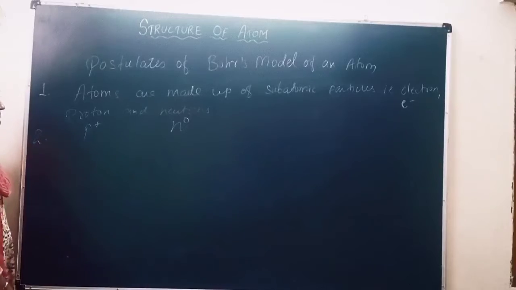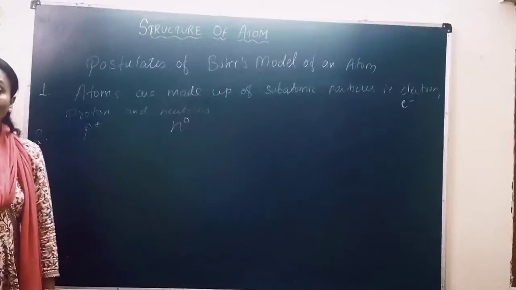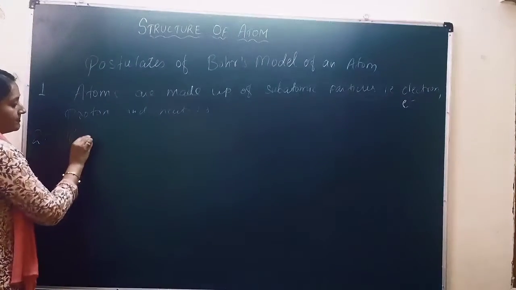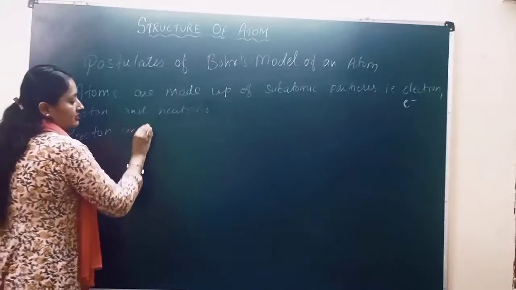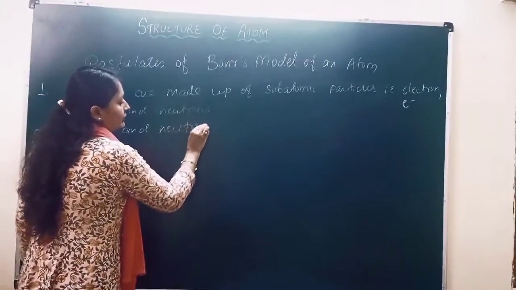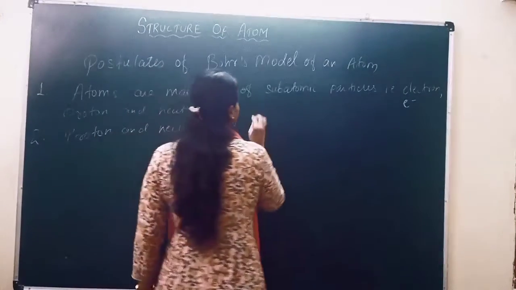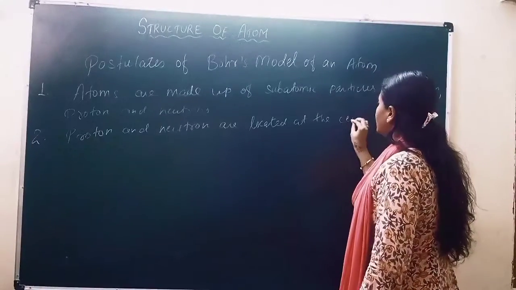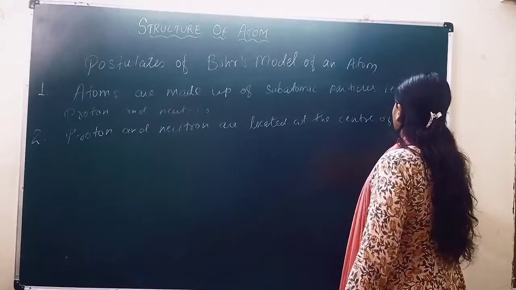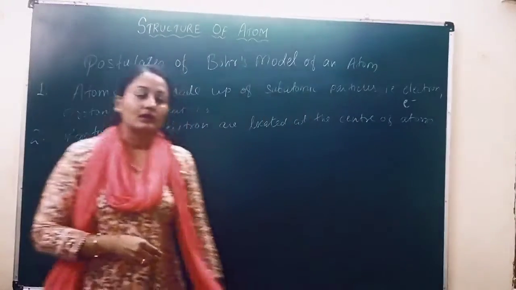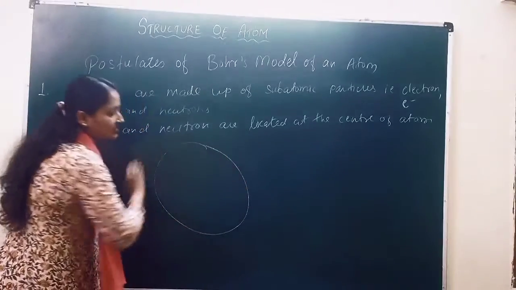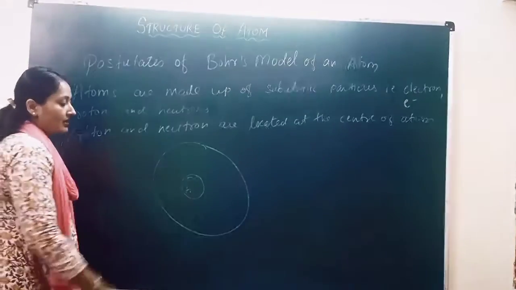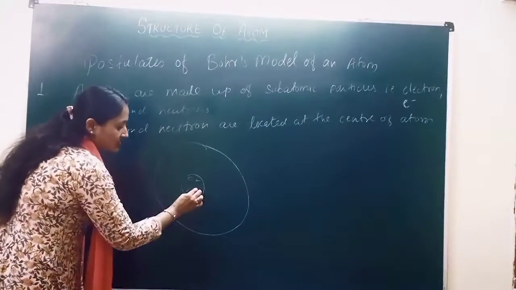Now comes the second, about the location of these subatomic particles. So protons and neutrons are located at the center of the atom. See, if this is the structure of atom, so at the center of the atom these protons and neutrons are located. Protons carry positive charge, neutrons carry neutral charge.